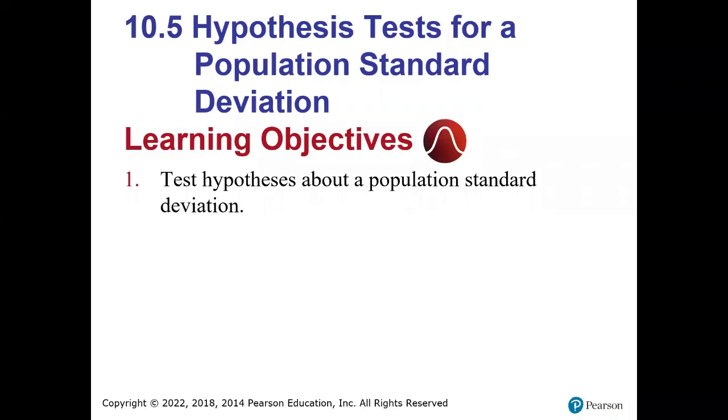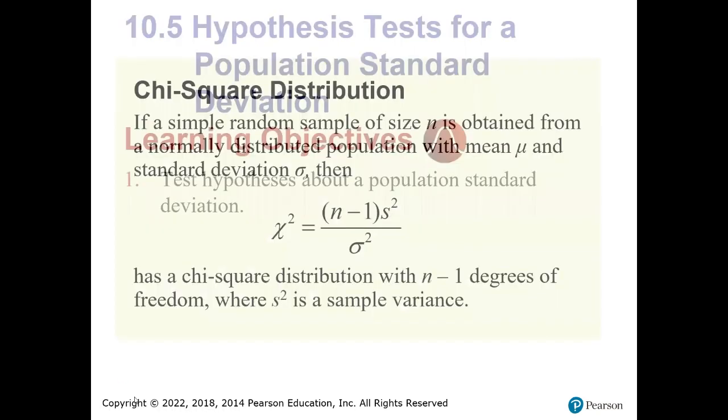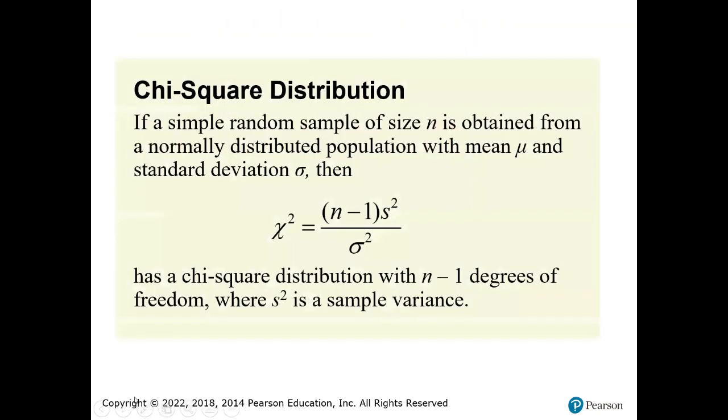All right, our last section for chapter 10 here, we are going to run some hypothesis tests on our standard deviation. Just a reminder that for standard deviation, we use the chi-square distribution. Here is the formula where you take your degrees of freedom times your sample variance divided by your population variance.